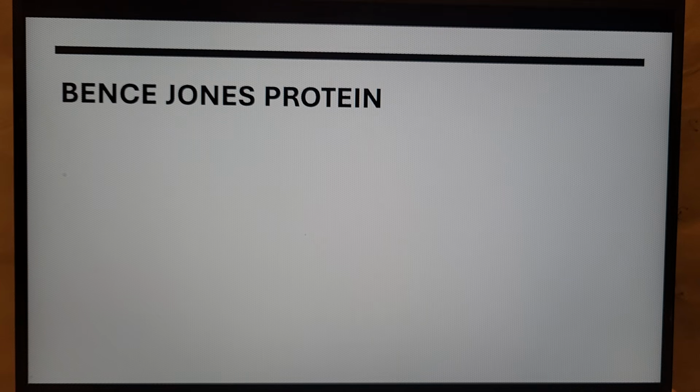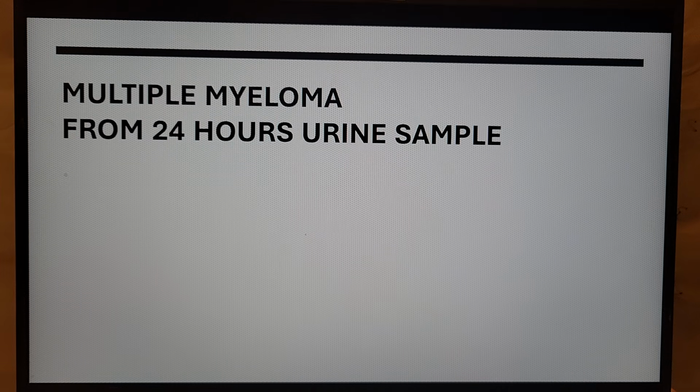If you see the word Bence Jones protein from the 24-hour urine sample, this belongs to multiple myeloma. Okay, multiple myeloma, multiple means more than one. Oma is cancer, myelo is the bone marrow here, right? So Bence Jones protein from 24-hour urine sample. The meaning of myelo can be the bone marrow, can be the spinal cord, right? But here, myeloma is the cancer in the bone marrow.